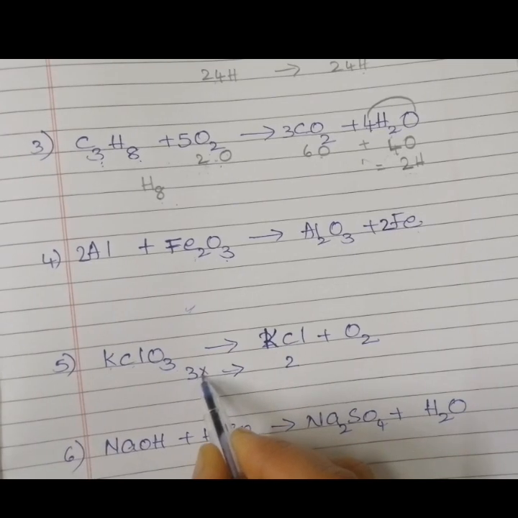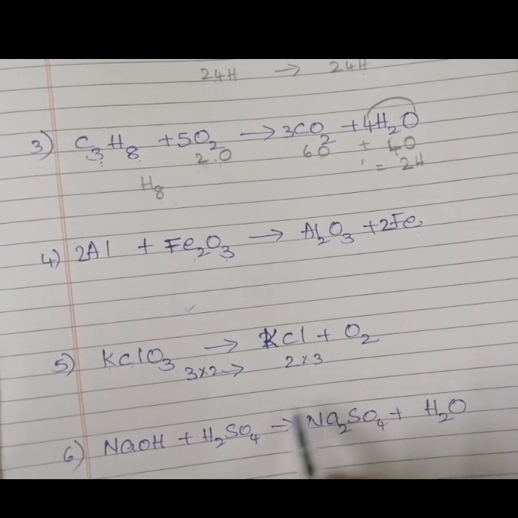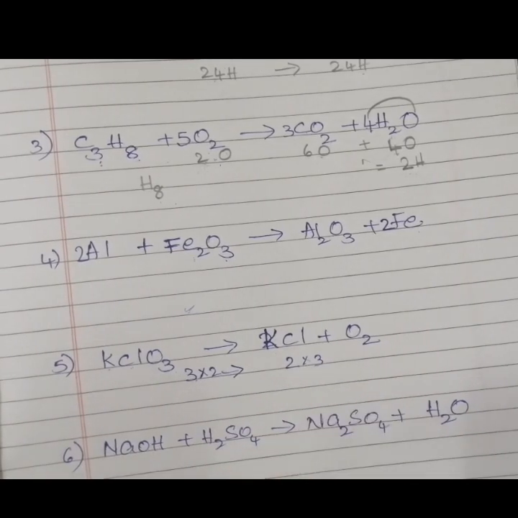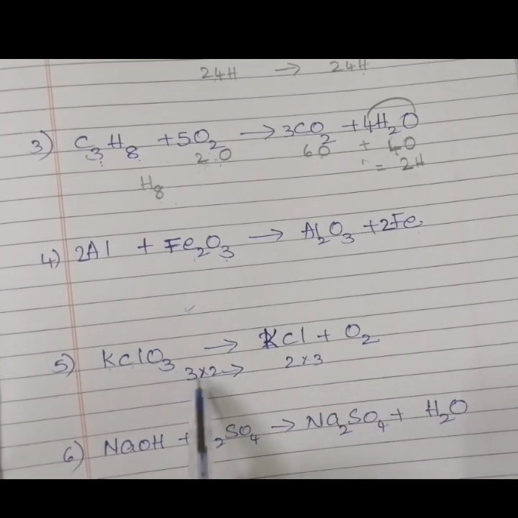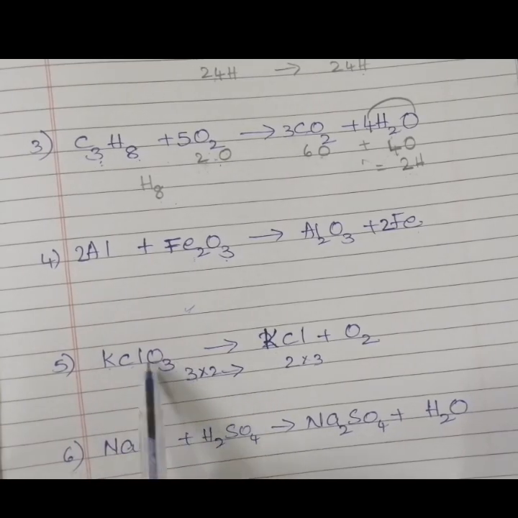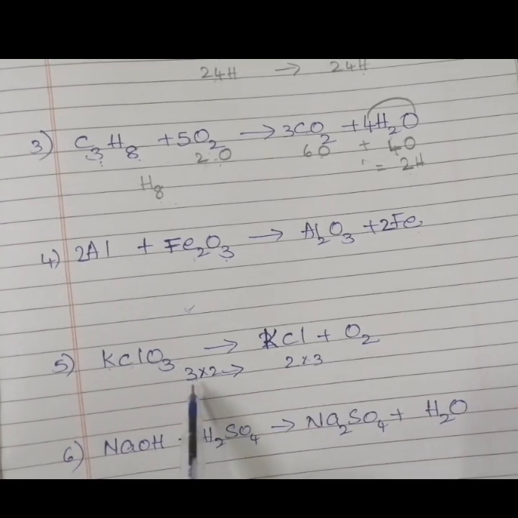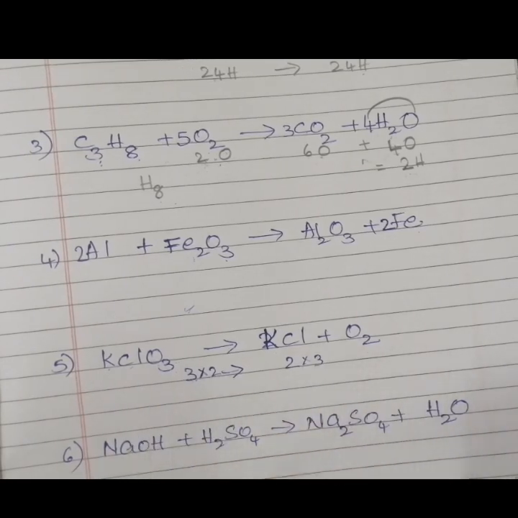I will multiply this one with 2. I will multiply this one with 3. See here, 2 times 3 is 6, 2 times 3 is 6. Means 6 oxygens I will get, and here also 6 oxygens. Here 3 oxygens are there, here 2 oxygens are there. Odd, even. Whenever you get 3 and 2, you just multiply with 2 and 3. You will get 6, 6. On both the sides 6 oxygen, 6 oxygen.